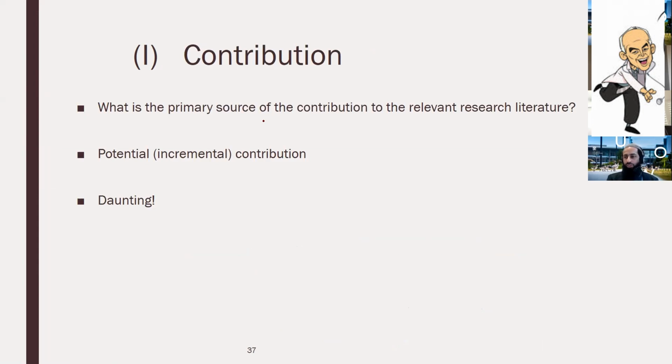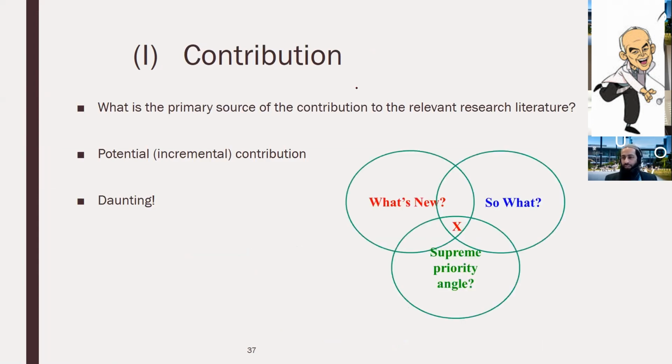In the contribution, normally the contribution is the bottom line, and it will be the mix of what's new, so what that I have just spoken about, and the supreme priority angle. The mixture of all three is something that you can write in the contribution. So contribution is the most important thing when it comes to publishing. When you submit your paper, the main reason a paper is rejected is the contribution. There is no incremental contribution that the paper is having.